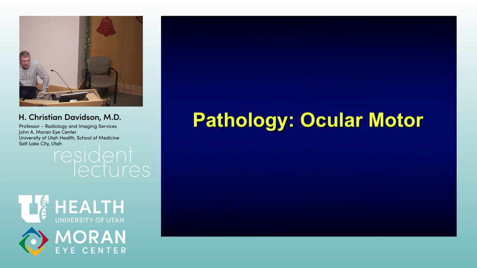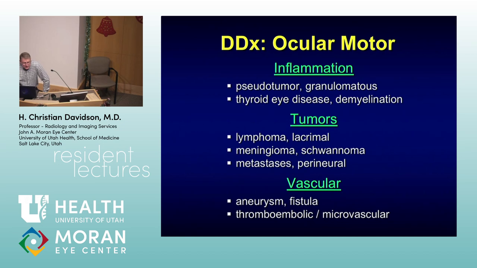Okay, let's talk oculomotor pathology. So again, we have inflammation, pseudotumor, granulomatous, thyroid eye disease, demyelination. If it's central, you can affect motor function. You have tumors, lymphoma, malignant, meningioma, schwannoma, metastatic perineural tumor, and then vascular, aneurysm, especially with certain oculomotor nerves, fistula, thromboembolic disease, and again, anything intracranial could affect the nerves as well.